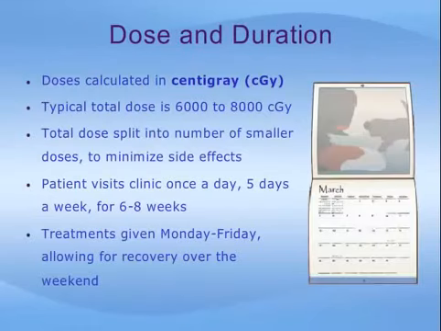Radiation doses are measured in units called centigray, which is a measure of energy absorbed by the body. A typical total dose for prostate cancer treatment is 6,000 to 8,000 centigray. Because the total dose is split into a number of smaller doses to minimize side effects, a patient will typically visit the radiation clinic once a day, 5 days a week, for 6 to 8 weeks. Treatments are usually given Monday through Friday, which allows healthy body cells time to recover over the weekend.